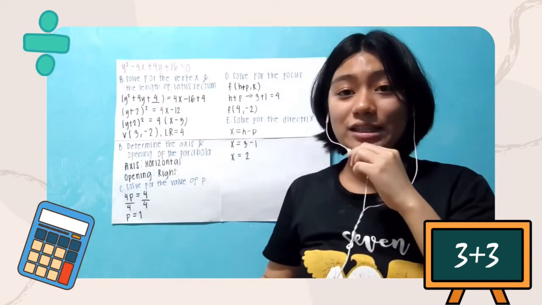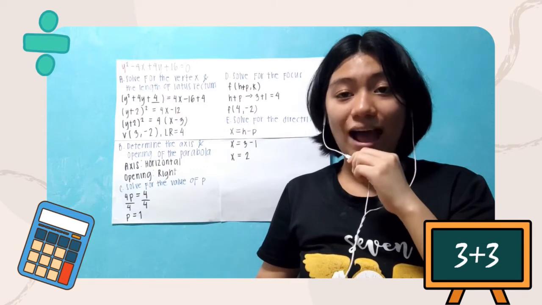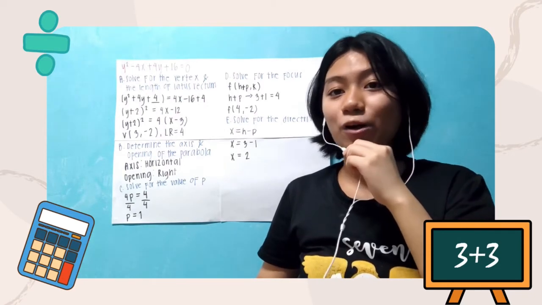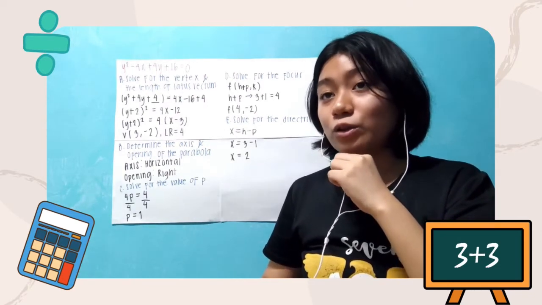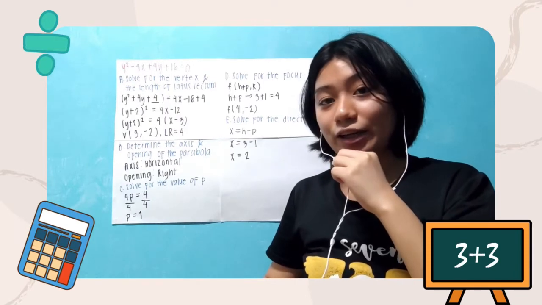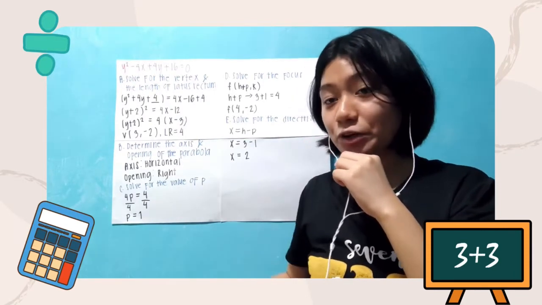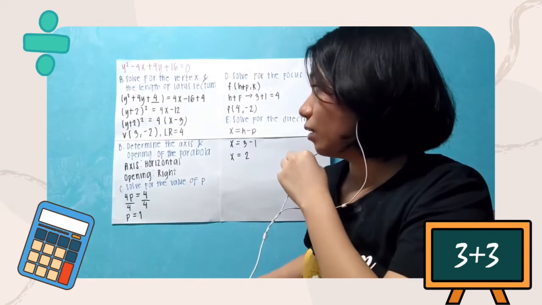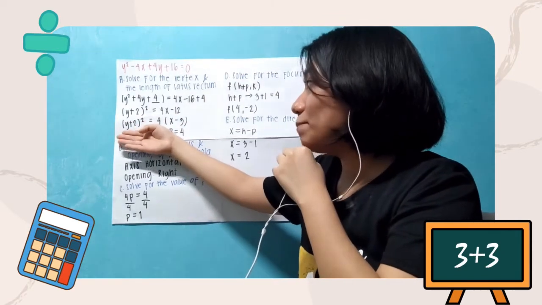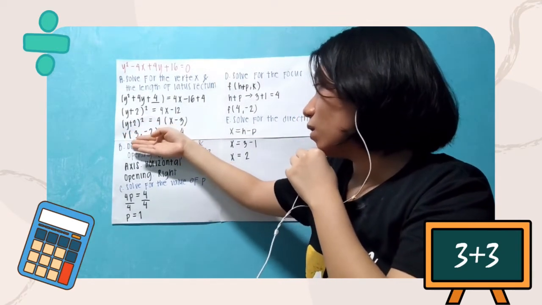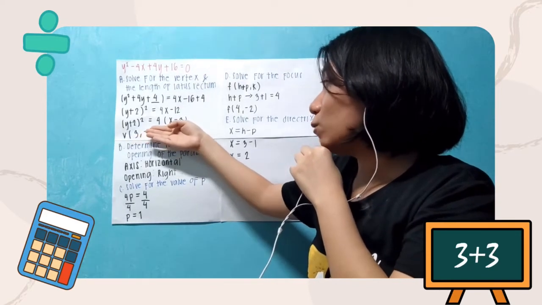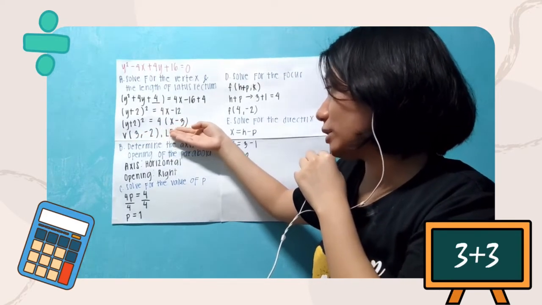Now, we just need to factor the right side also, to solve the standard equation. So, the standard equation will be the quantity of y plus 2 squared equals 4 times the quantity of x minus 3.